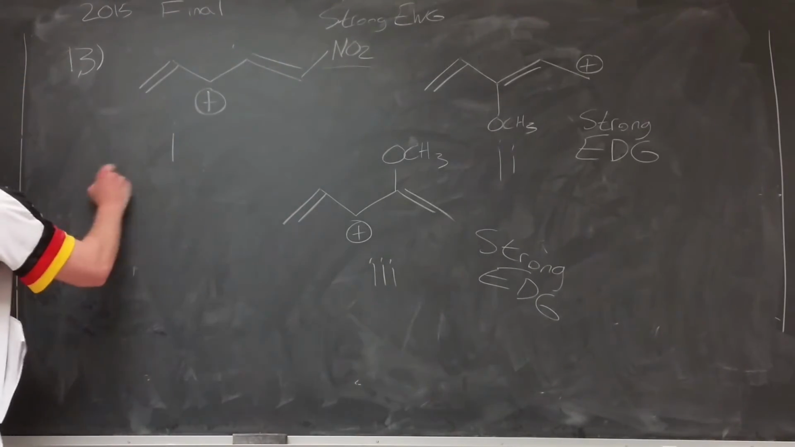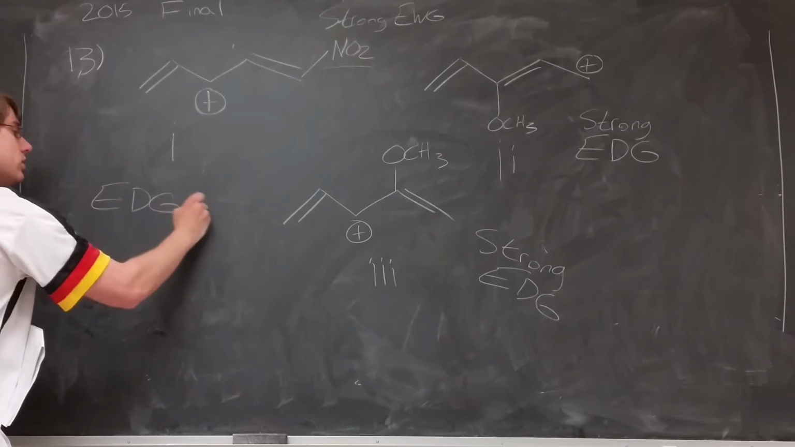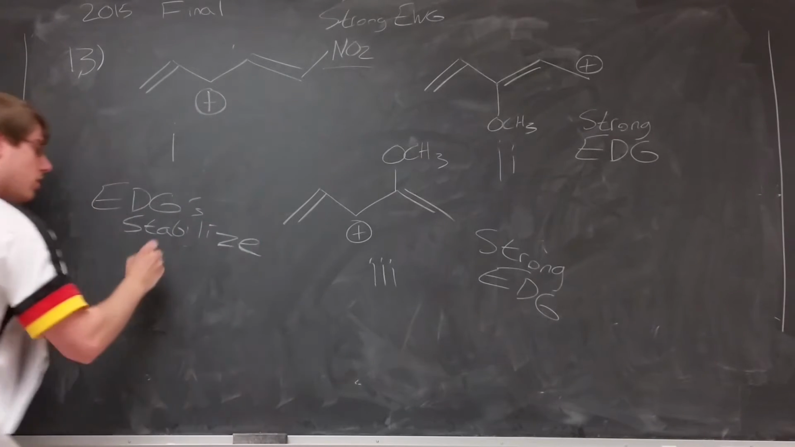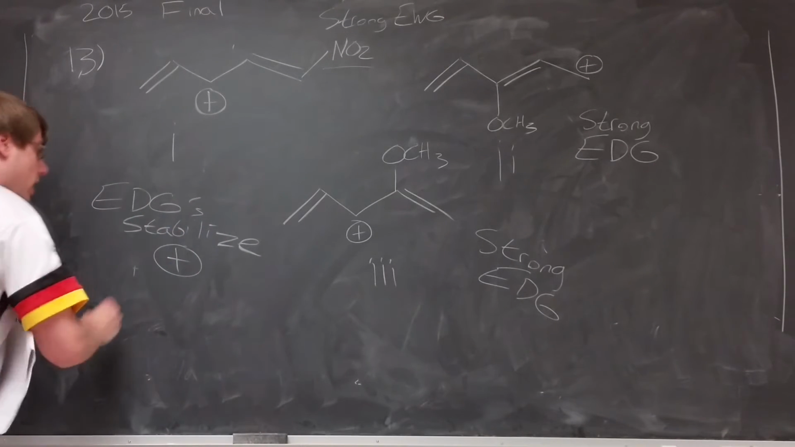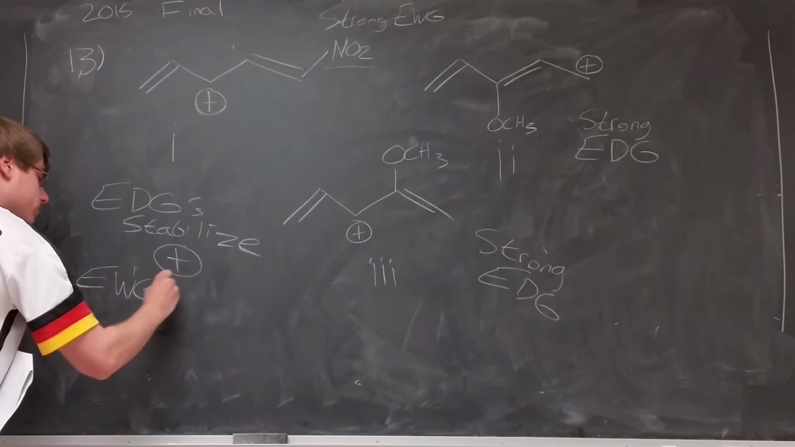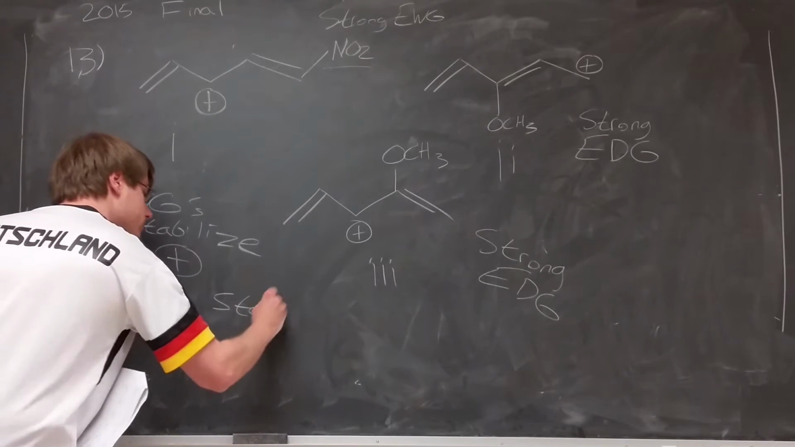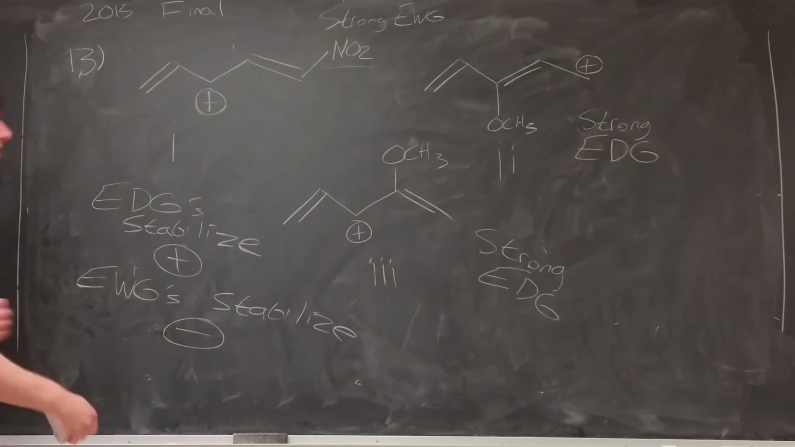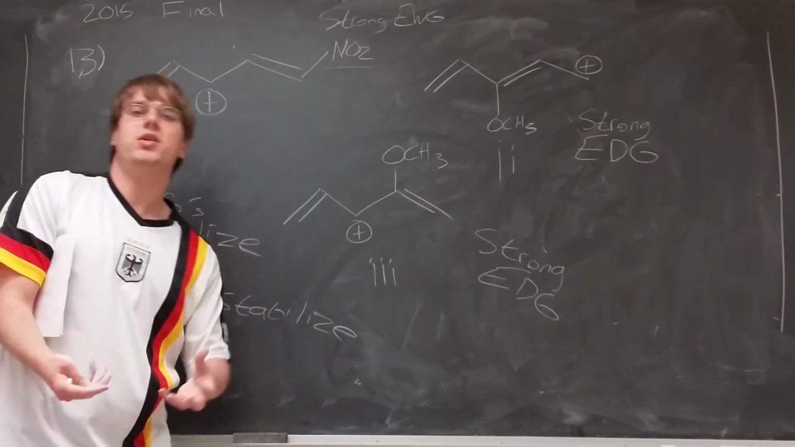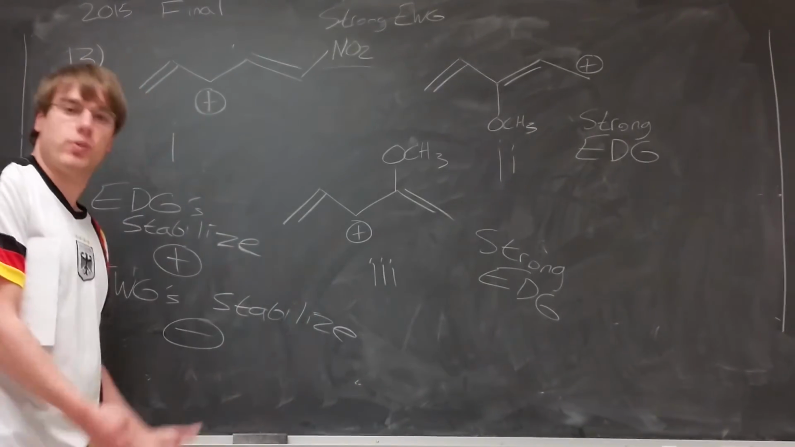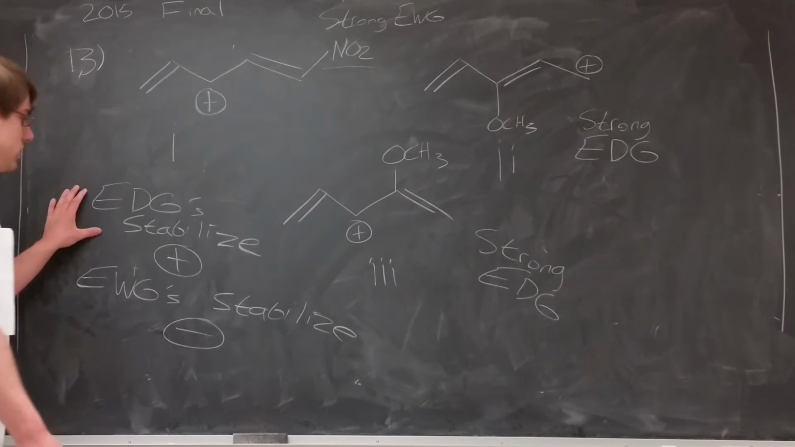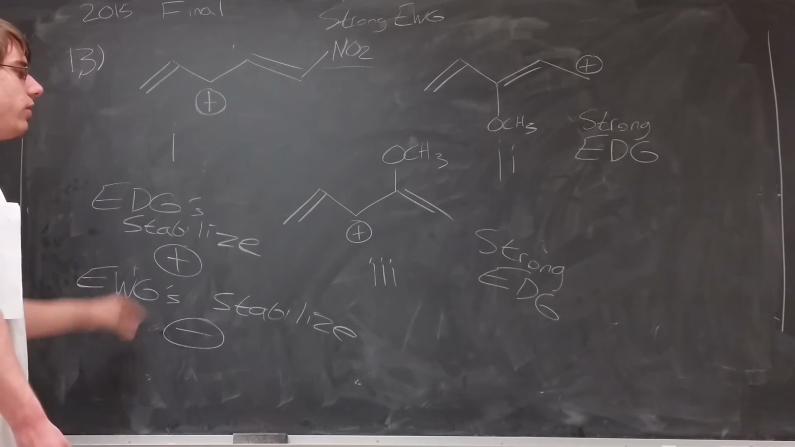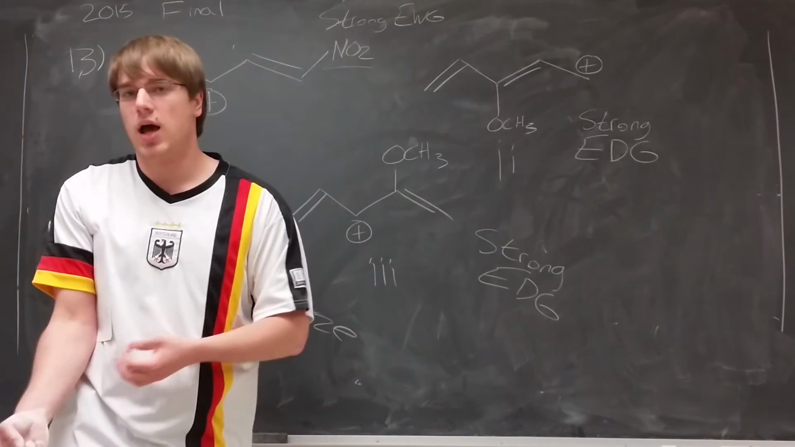So the rule is electron donating groups stabilize positive charges, and electron withdrawing groups stabilize negative charges. Because if these were negative charges, that's an abundance of electrons, you want to pull them out, and that's what an electron withdrawing group does. So EDGs make positives more stable, EWGs make negatives more stable. And the stronger you are, the more of an effect you will have.